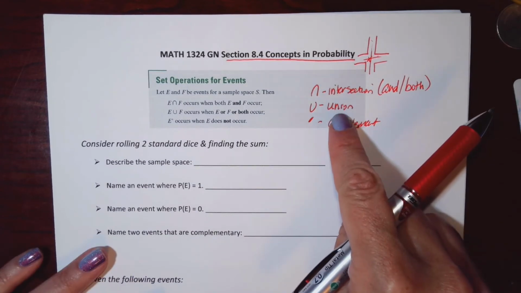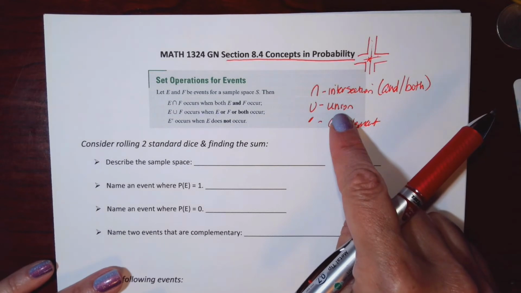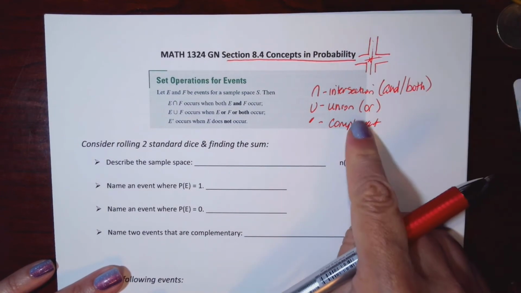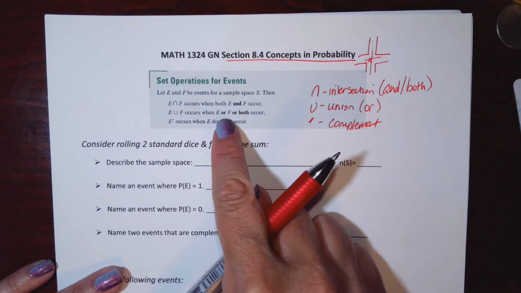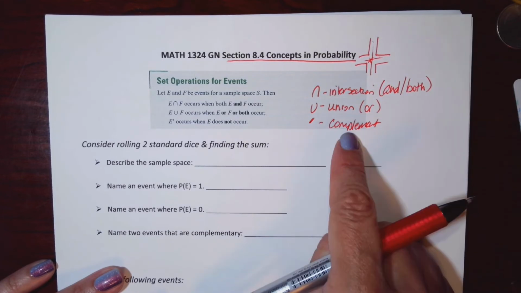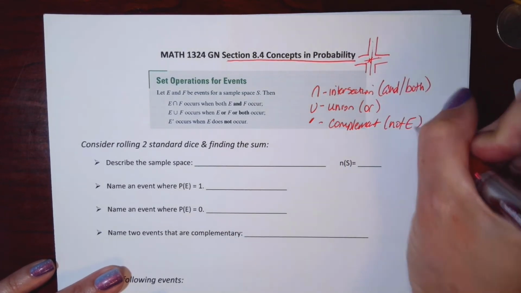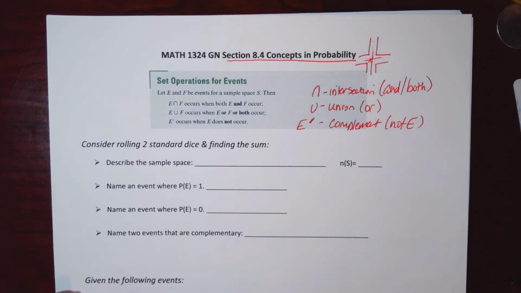Union is his, her, or ours. Marriage is a union. Anything that either person in the marriage brings is now a part of the union. So that is my or. Now it can be in both, that's fine, but it just has to be in one or the other to be part of the union. And then that apostrophe means the complement. It means not E. E complement means not E. Anything except that.